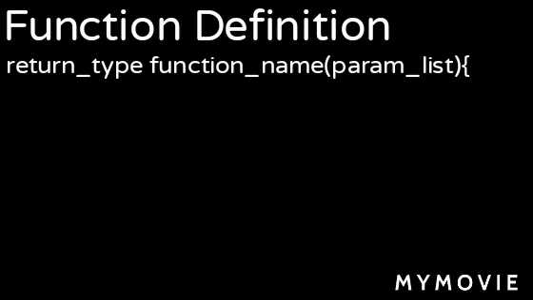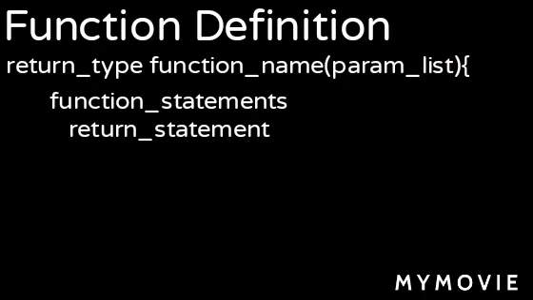So now let's go to function declaration and definition. The definition of a function is done outside the main function. The syntax of function definition is first the return type of a function, space, the name of the function, then in an open and closed parenthesis, there's a parameter list. Then inside the open and closed braces, there are two groups of statements, the function statements and the return statement.